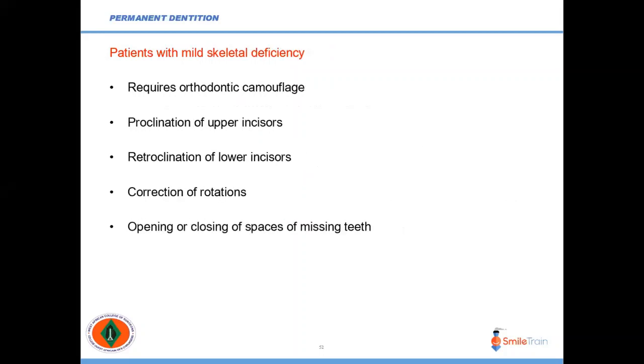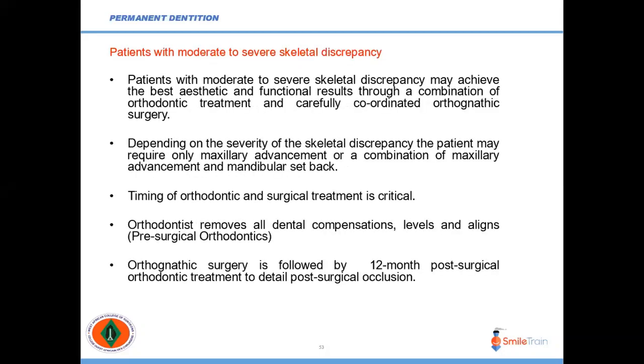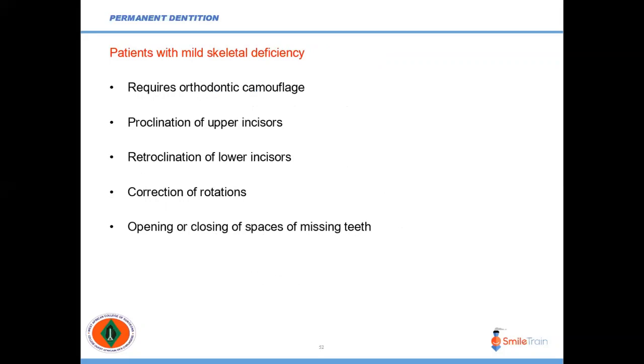Now, going on to patients that have mild skeletal deficiencies, and this is something that we probably tend to target. If we cannot get no deficiency, it would be nice to get just a mild skeletal deficiency. And this usually requires orthodontic camouflage. And you camouflage by putting in dental compensation. So you're proclining the upper incisors, you're retroclining the lower incisors so you can get an adequate overjet. You're correcting rotations when present. And just like with cases of no skeletal deficiency, you are opening or closing spaces of missing teeth.